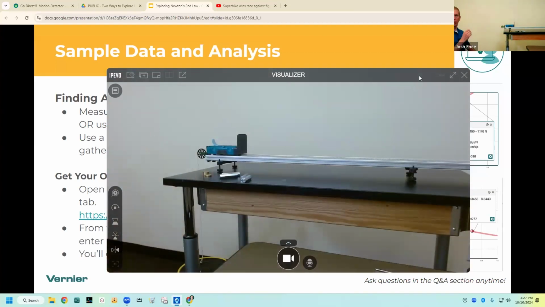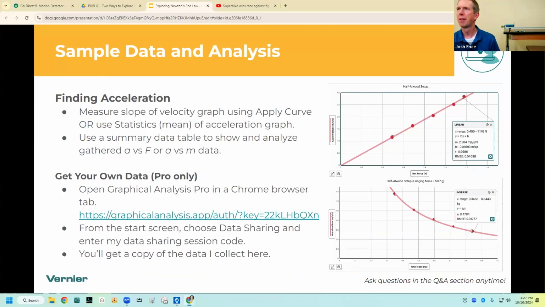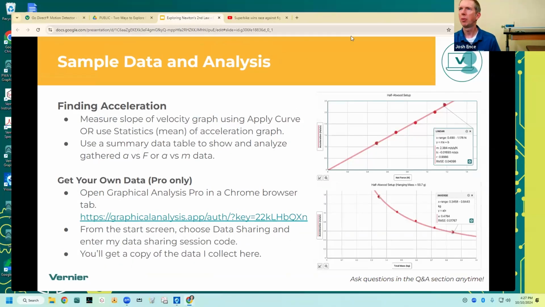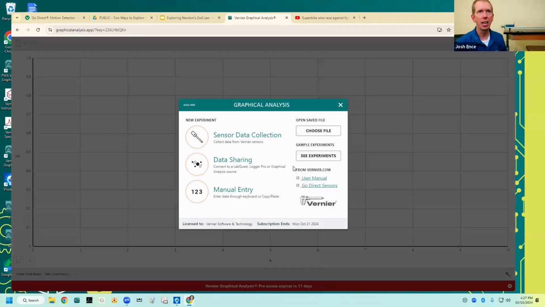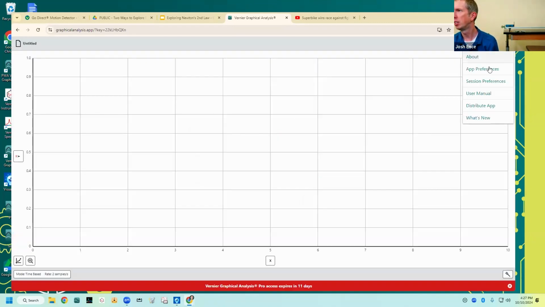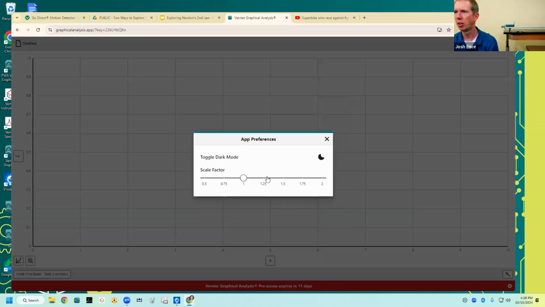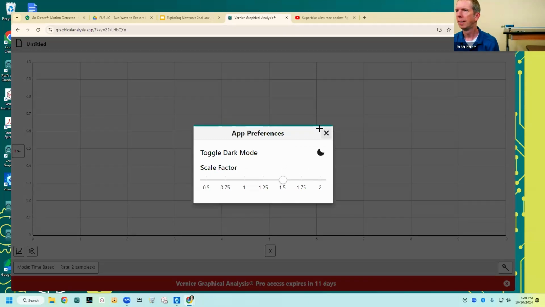I'm going to move to the software next. And I want to go to graphicalanalysis.app. I'm going to use the same link, and I'm just going to have it open in the browser. And the first thing I'm going to do is connect to my motion detector. Actually, first I'm going to make this a little bit easier for you at home to see what I'm doing. Okay.